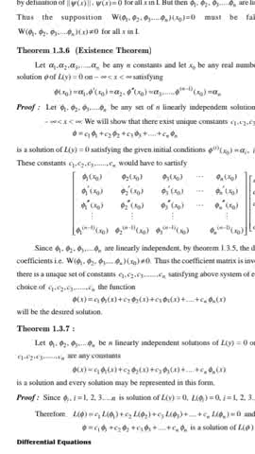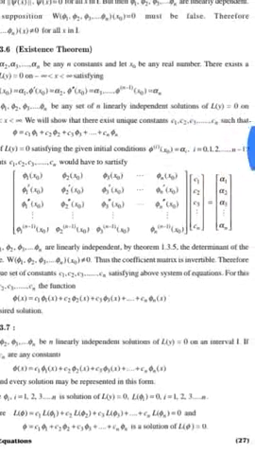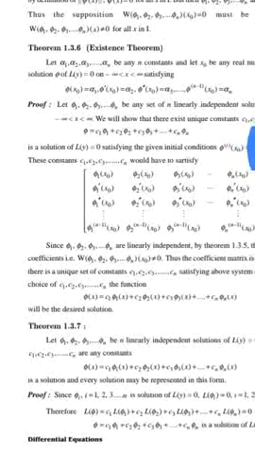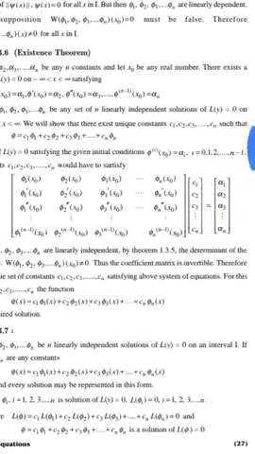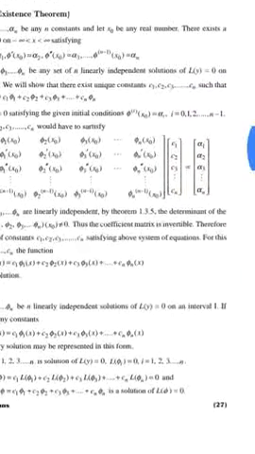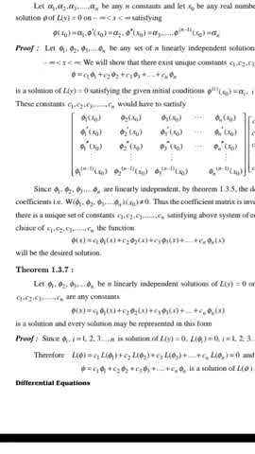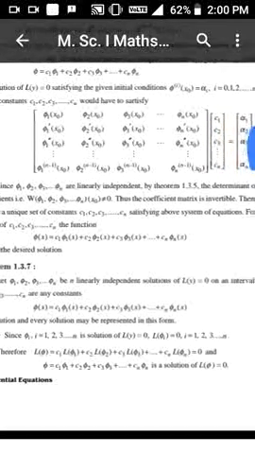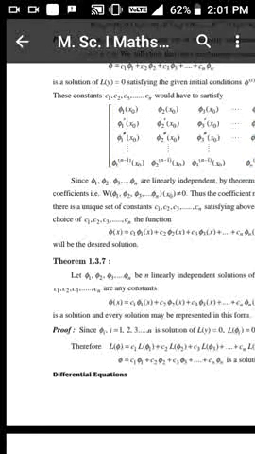Proof. Let phi 1, phi 2, phi 3, ..., phi n be any set of linearly independent solutions of L(y) = 0 on minus infinity < x < infinity. We will show that there exist unique constants c1, c2, ..., cn such that phi = c1 phi 1 + c2 phi 2 + c3 phi 3 + ... + cn phi n is the solution of L(y) = 0 satisfying the initial condition phi^(i)(x naught) = alpha i, i = 1, 2, 3, ..., n.